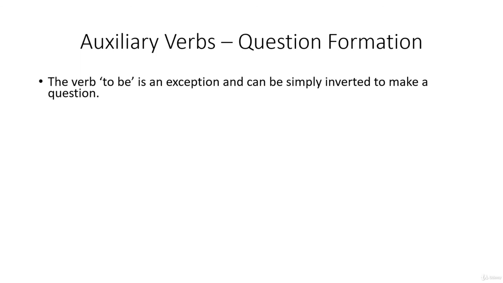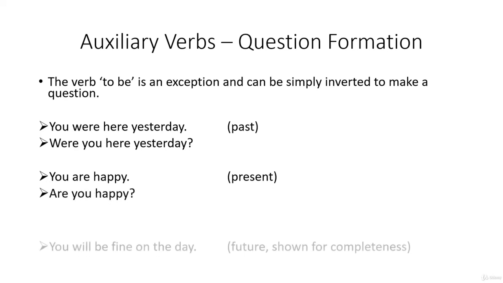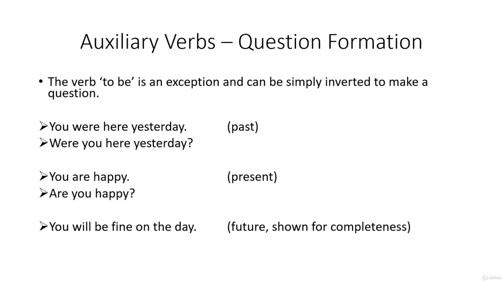And of course the verb to be is an exception, and we can simply invert subject and verb to make a question. So past tense example of a statement would be you were here yesterday, and as a question, were you here yesterday? We just swap the first two words around. That's the inversion. Or a present example, you are happy, and as a question, are you happy? And again, a future tense just for completeness, you will be fine on the day. Will you be fine on the day?